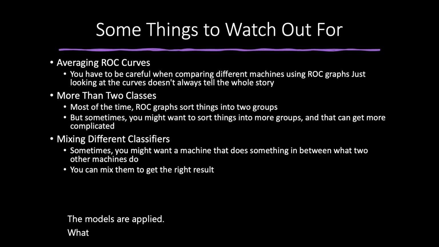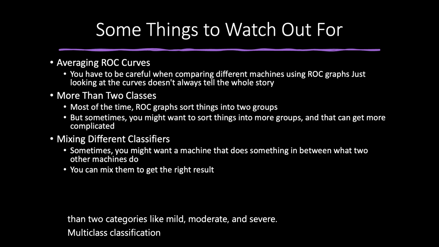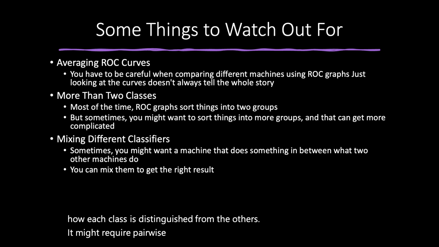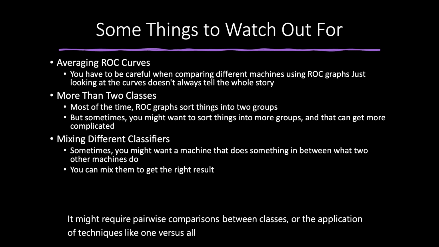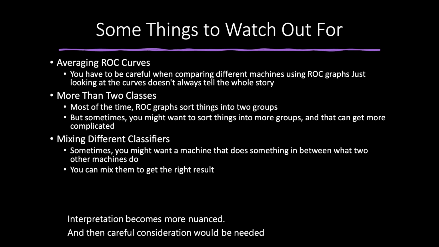What does more than two classes mean? Well, ROC curves are often used for binary classification, but sometimes they might need to classify into more than two categories, like mild, moderate, and severe. Multi-class classification introduces complexities, as you have to consider how each class is distinguished from the others. It might require pairwise comparisons between classes or the application of techniques like one versus all, leading to multiple ROC curves. Interpretation becomes more nuanced, and careful consideration would be needed on your end to apply these tools effectively.